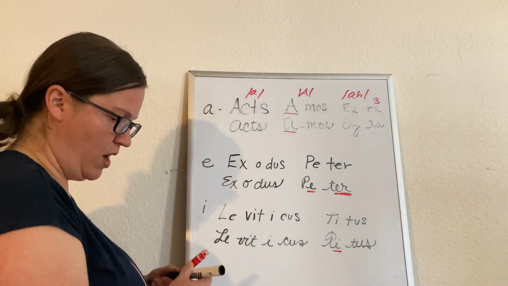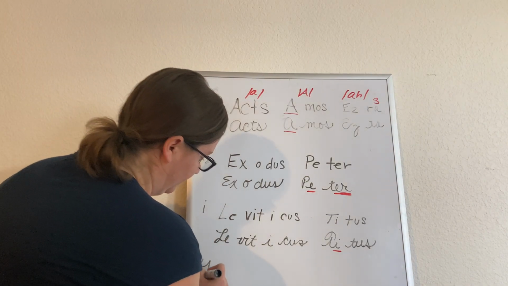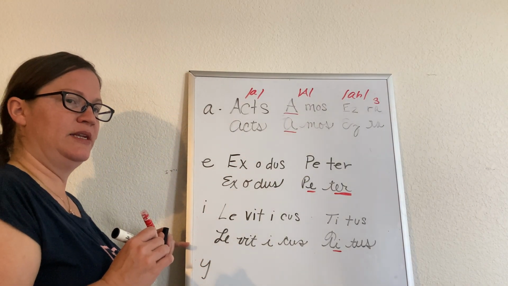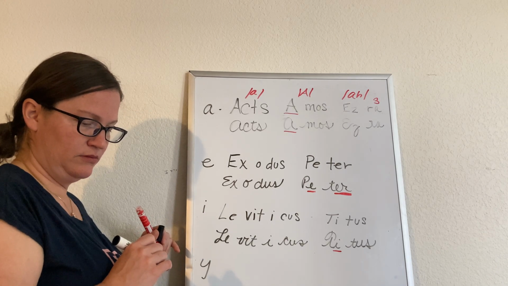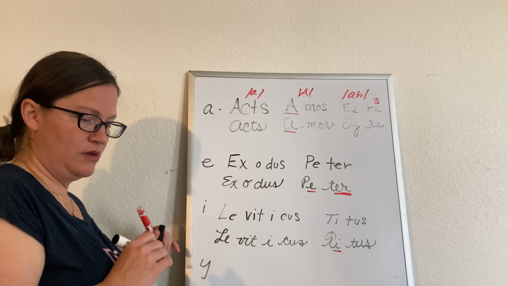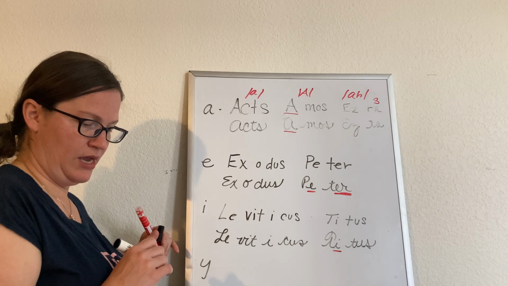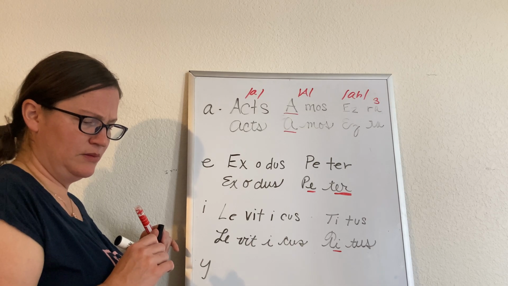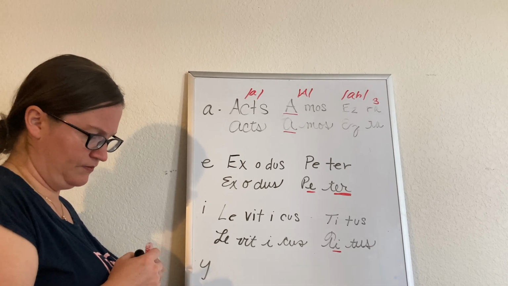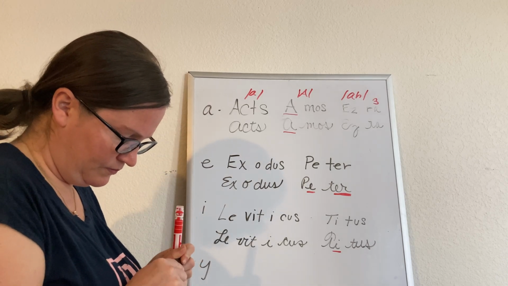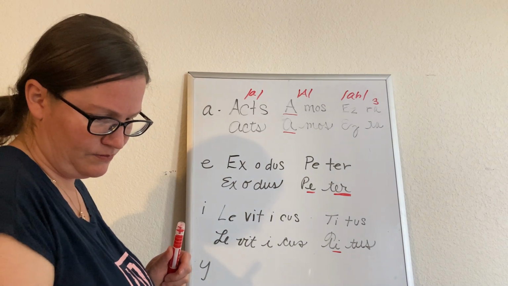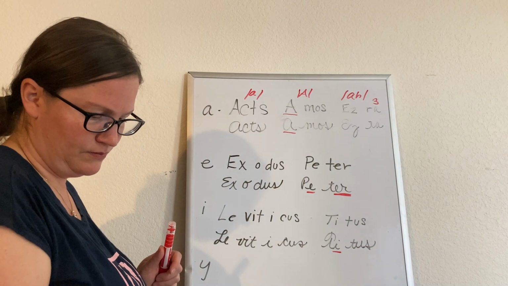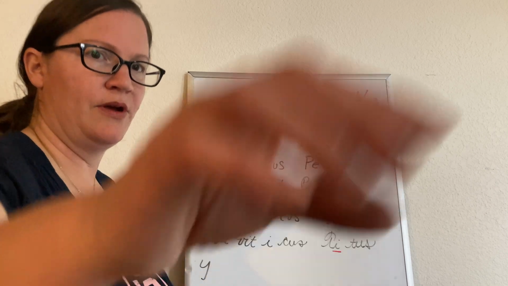How about for the Y? When Y is a consonant, it makes a y sound. When it's a vowel, it says I. I. I. Right? And the P. Why? We have to do this. I'm gonna stop there for today.